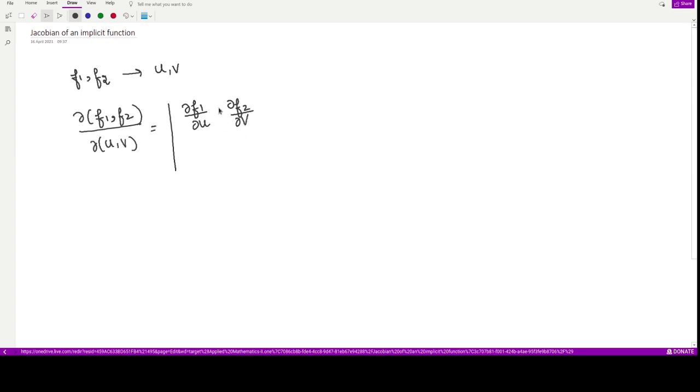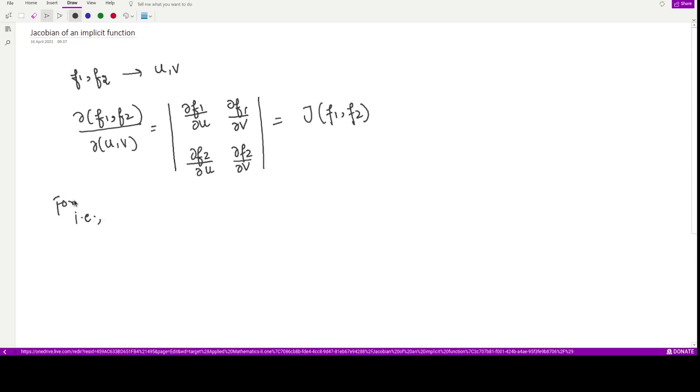I'm sorry, it should be the partial derivative of f1 with respect to v, then the partial derivative of f2 with respect to u, and of f2 with respect to v. So this is what you have to calculate in order to compute the Jacobian of the functions f1 and f2. Now suppose you have an implicit function.